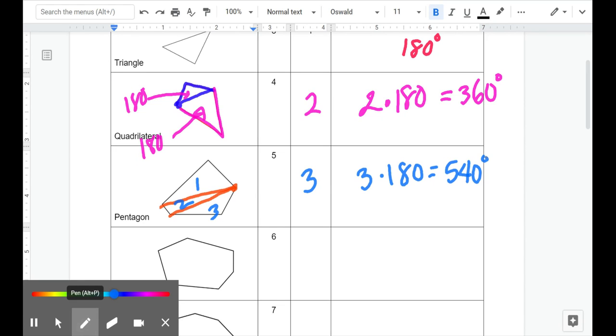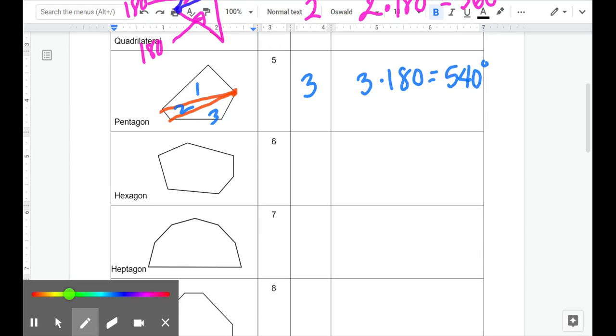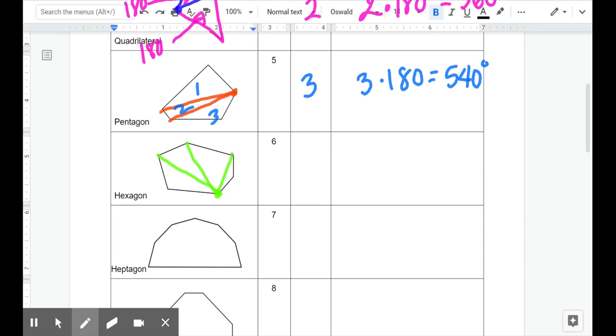Okay, let's move on to the next one. All right, here I have a hexagon. A hexagon has 6 sides. Let's see how many triangles I can draw. I'm just going to randomly choose a spot. That's my vertex, and I'm going to draw a triangle: 1, 2, 3. That's all you can do. Notice that that gives me 1, 2, 3, 4 triangles. Therefore that's 4 times 180, which gives me 720 degrees.